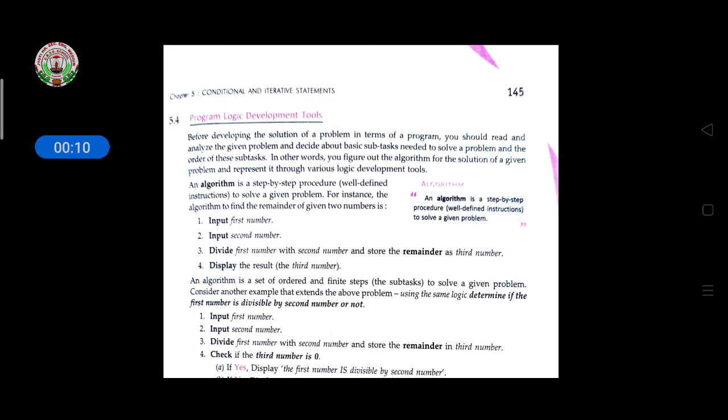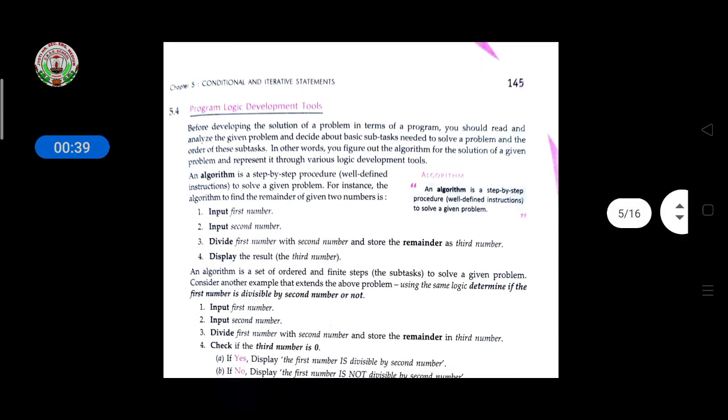Before developing the solution of a program, you should analyze the given problem and decide about the basic subtasks needed to solve it. So first you have to prepare an overview of how you are writing the program and how the logic will be used in your program. You have to do the planning first and after that write the program. With the help of these tools you are able to write programs very easily.